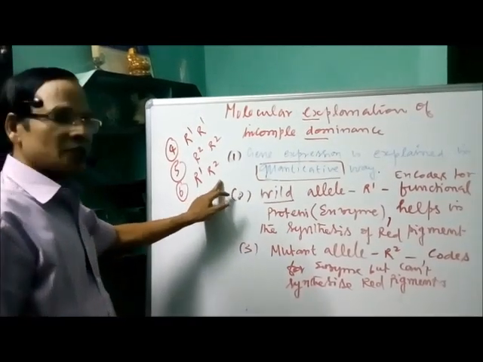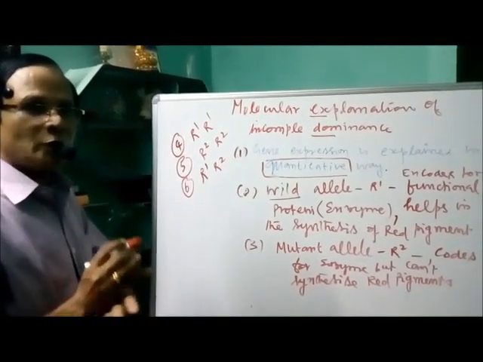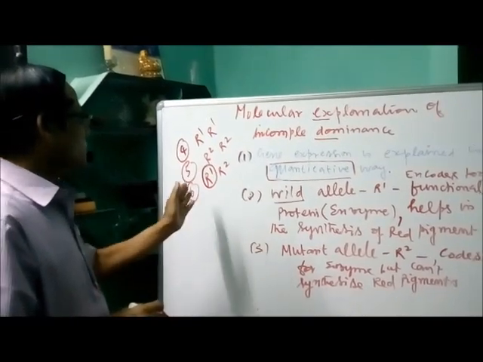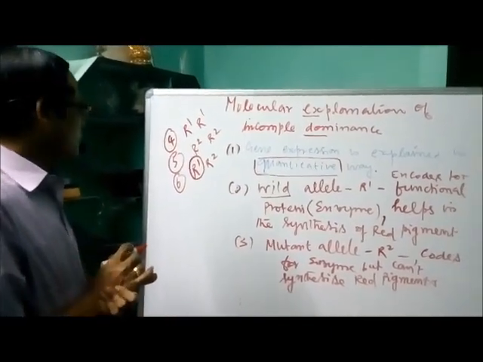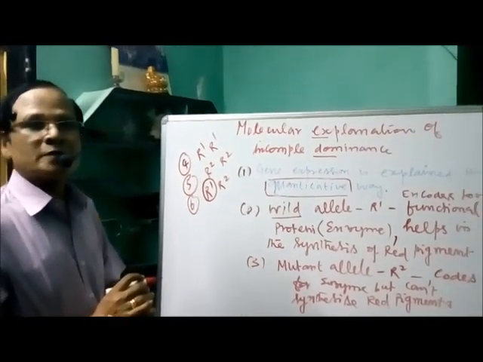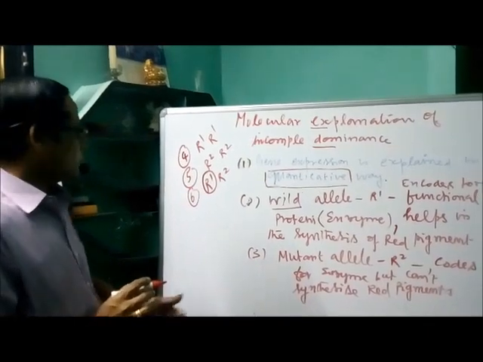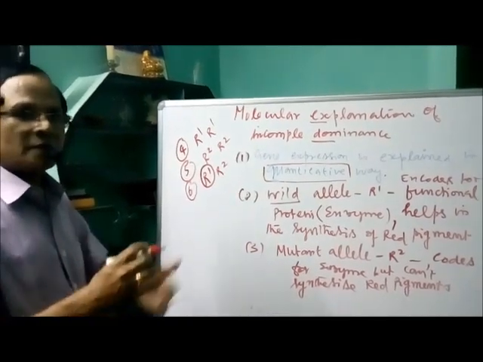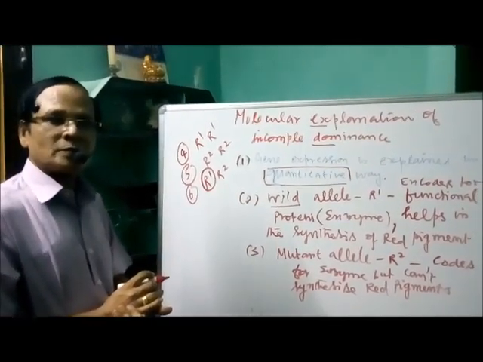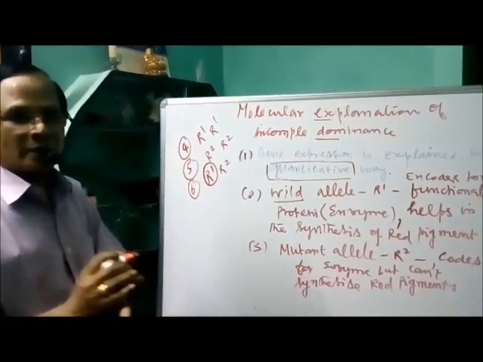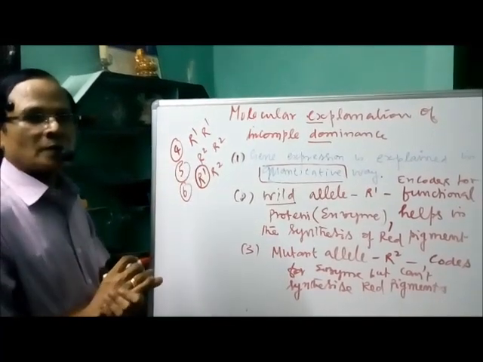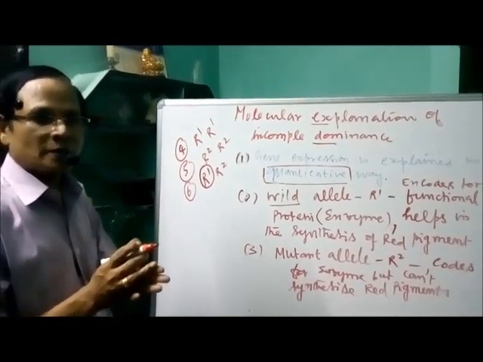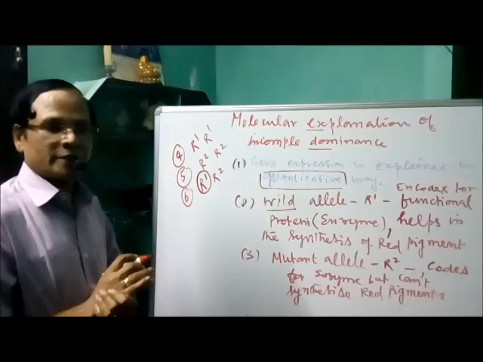But if you are taking the intermediate pink color variety, we have two alleles. One allele is R1, a functional allele. But out of the two alleles, only one is functional. So this allele produces only 50% of the functional protein, that is the enzyme. So in heterozygotes, the R1 allele produces only 50% of the functional enzyme, resulting in half of the pigment of the red colored variety. So we have the pink color. Only 50% expression, resulting in 50% functional protein. So half of the red pigment is produced, leading to the pink variety.